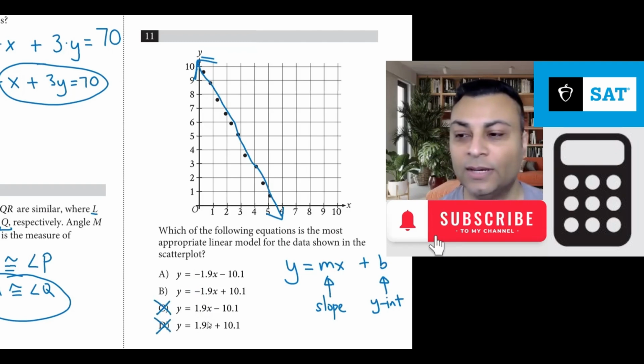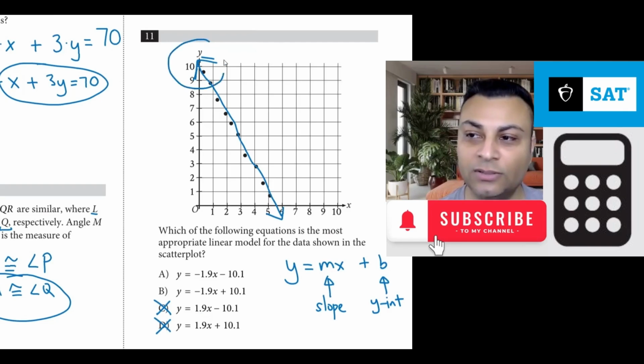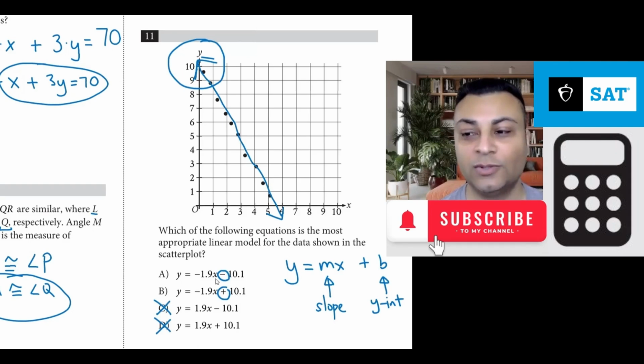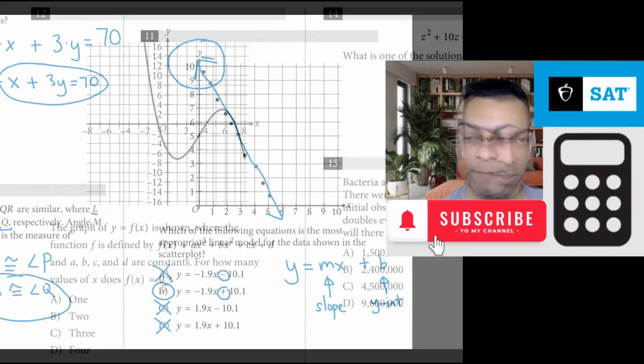Okay, the second part is the y-intercept. We see that the y-intercept here is a positive number. Our choices are positive 10.1 and negative 10.1. Well, negative 10.1 is nowhere near here. In fact, it's all the way down about 10 units below the origin. So it's not A. So the answer is B.